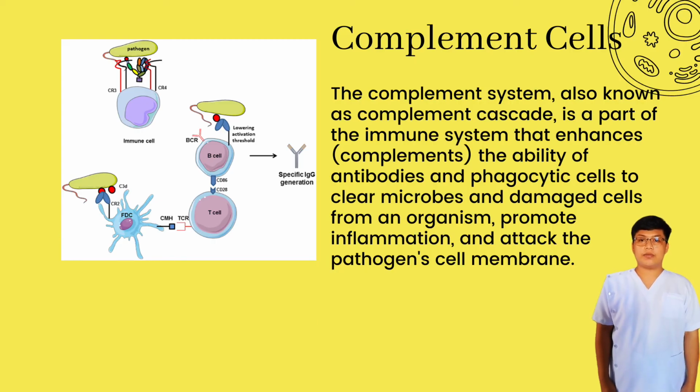The complement system, also known as the complement cascade, is a part of the immune system that enhances the ability of the antibodies and the phagocytic cells to clear microbes and damaged cells from an organism, promote inflammation, and attack the pathogen's cell membrane.